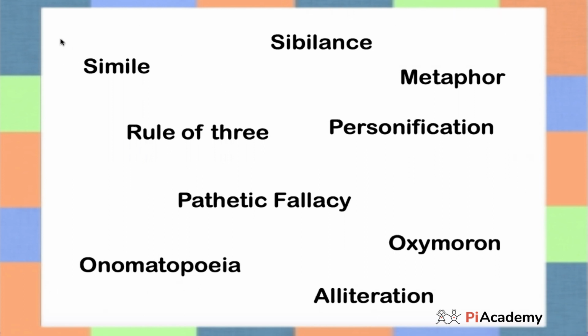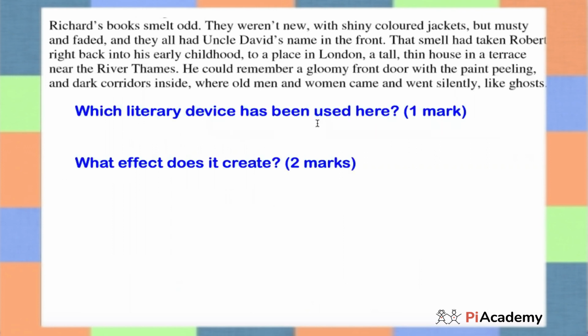Onomatopoeia, bang, crash, wallop. The word sounds like it does. Alliteration, repetition of the initial sound at the beginning of words. Okay, so let's have a look at an example. We're not going to do this one. I'm just going to show you an example.